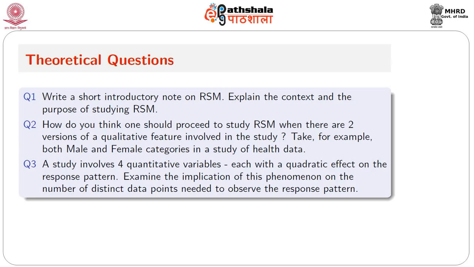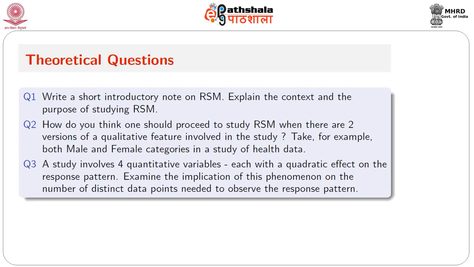You are talking about the study of response as a function of the covariates, but then there are two versions of the qualitative feature, namely, it could be for males or it could be for females. How do you study the response surface methodology? That is the problem here. Yes, sir. Some parameters will be common to them, some parameters will be special for either males or females. So how to take care of those parameters in the model itself, that is what you are supposed to explain.